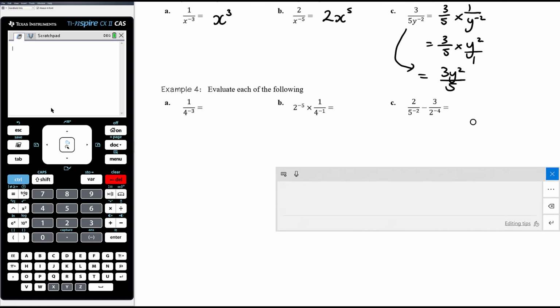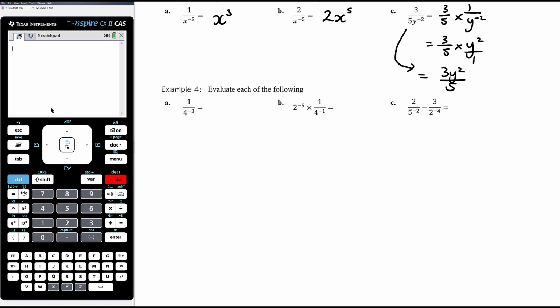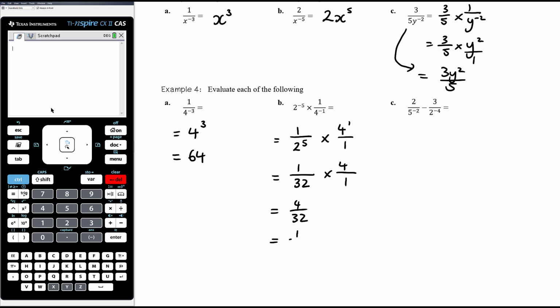Right, evaluate each of the following. So again, actually work it out to be a single numerical value. We've got 1 over 4 to the power of negative 3. That's the same as 4 to the power of positive 3, and 4 cubed is 64. Then 2 to the negative 5 is 1 over 2 to the power of 5. And then 1 over 4 to the negative 1, that's 4 to the positive 1 over 1. So 1 over 2 to the 5 is 32, and 4 to the 1 is just 4. So we've got 4 on 32, which is 1/8.